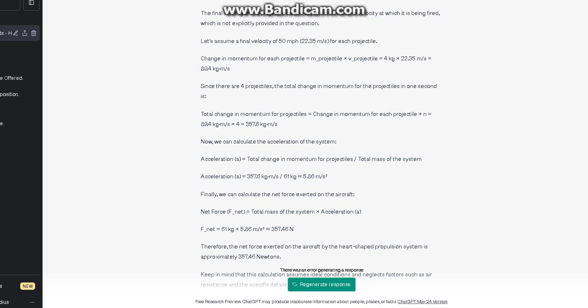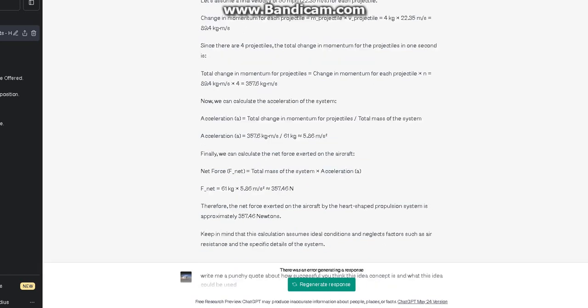Since there are 4 projectiles, the total change in momentum for the projectiles in 1 second is: total change in momentum for projectiles equals 89.4 kilograms meter per second times 4 equals 357.6 kilograms meter per second. Now, we can calculate the acceleration of the system. Acceleration equals total change in momentum for projectiles divided by total mass of the system. Acceleration equals 357.6 kilograms meter per second divided by 61 kilograms, approximately equals 5.86 meters per second squared.